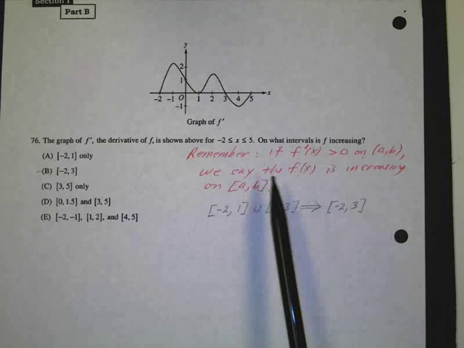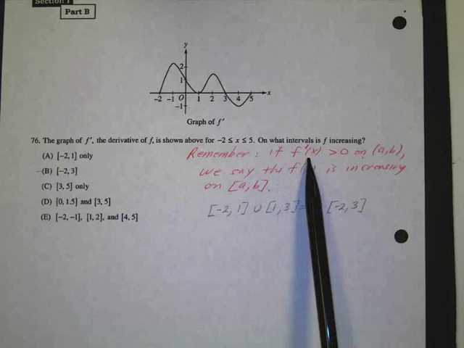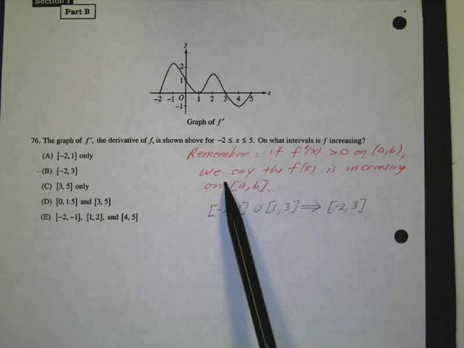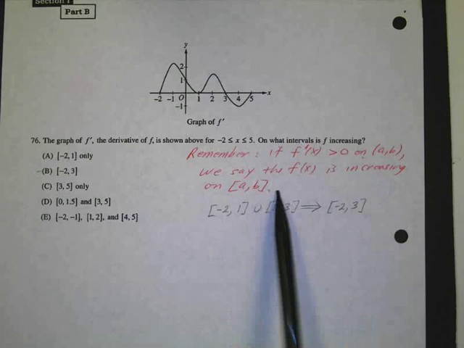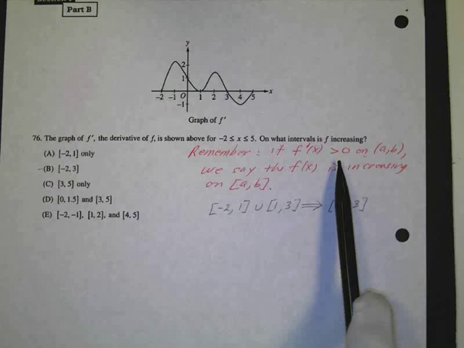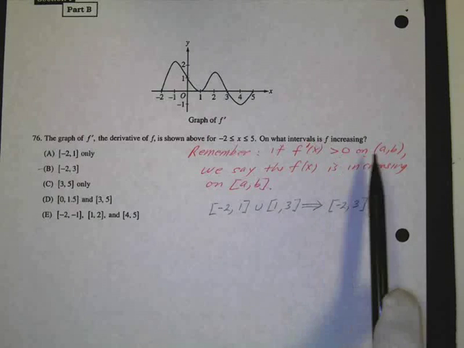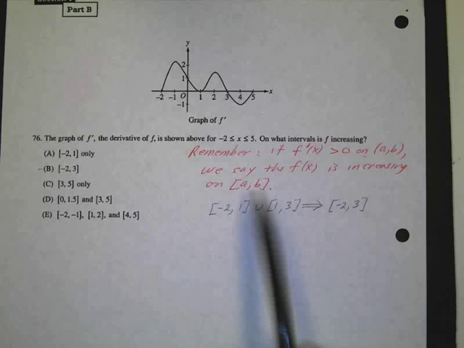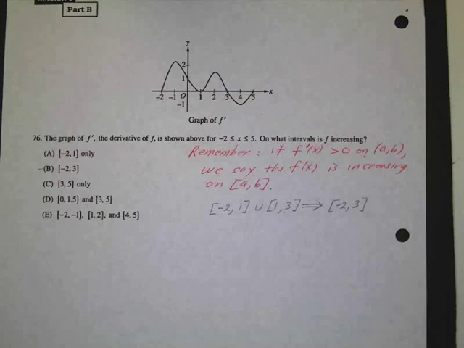Now remember, from our textbook, if the derivative is greater than 0 on the open interval AB, then we say that f is increasing on AB. If the derivative is less than 0 on the open interval, we say it's decreasing on the closed interval. So that was a notation thing we talked about.